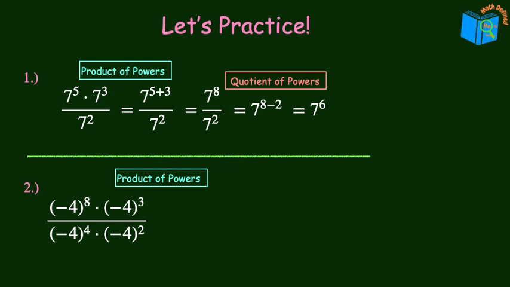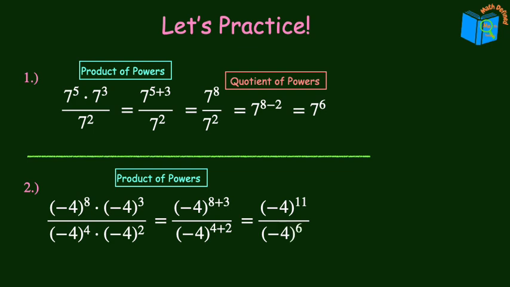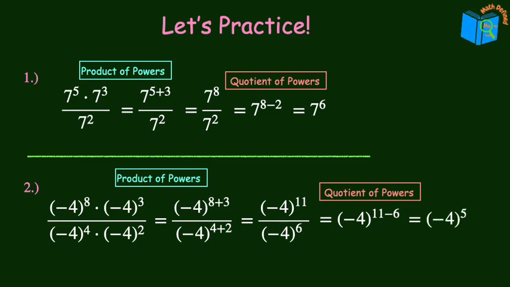In the numerator, we'll keep the base of negative 4 and add the exponents 8 plus 3 to get negative 4 to the 11th power. In the denominator, we'll keep the base of negative 4 again and add the exponents 4 plus 2 to get negative 4 to the 6th power. Next, since the two powers have the same bases, we can use the quotient of powers rule. We'll keep the base of negative 4 and subtract the exponents. 11 minus 6 is 5, so the simplified power is negative 4 to the 5th.